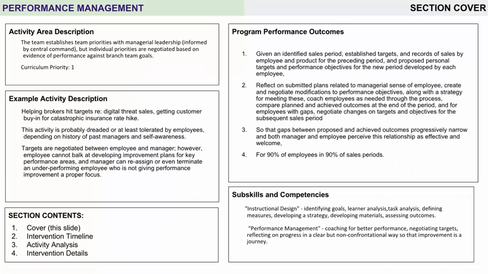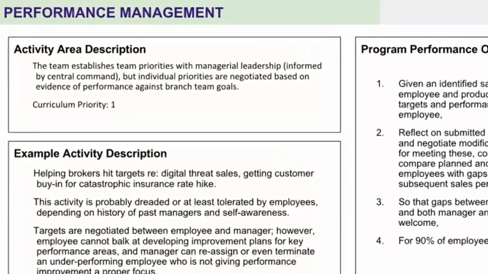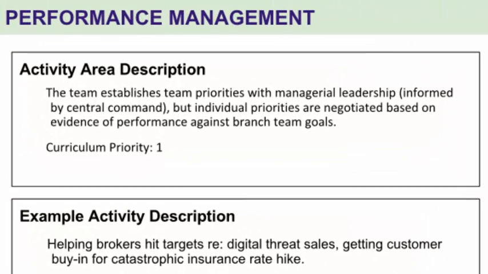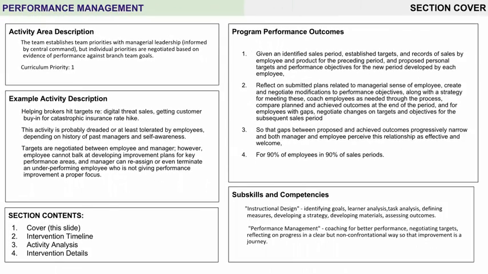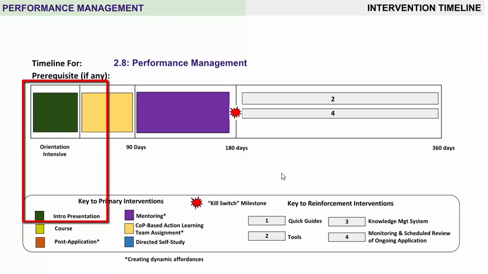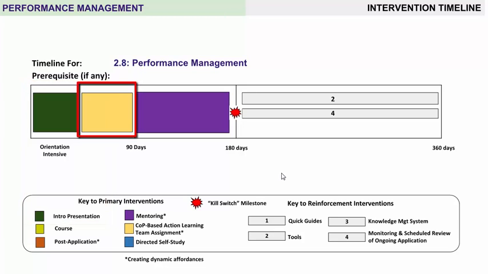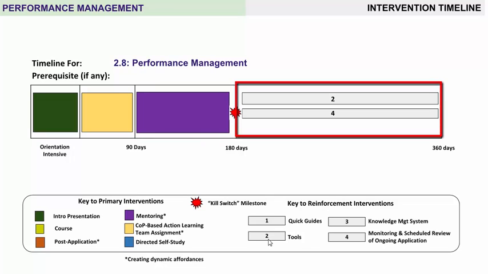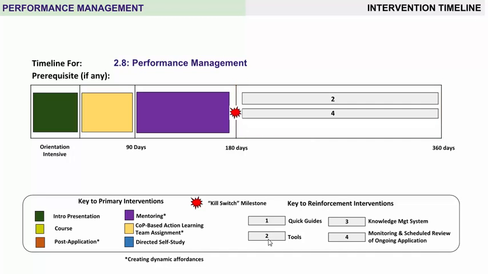Performance management involves establishing team priorities with managerial leadership about how they're going to perform over a given period, and then having individual priorities negotiated based on evidence of performance against branch team goals in a prior period. So the timeline shows that we have an intro presentation, then the action learning assignment of the community service project, and then mentoring over a while, using the tools of the statistical data and its reporting, and also the knowledge management system that guides branch managers in coming up with performance improvement plans for their hires.